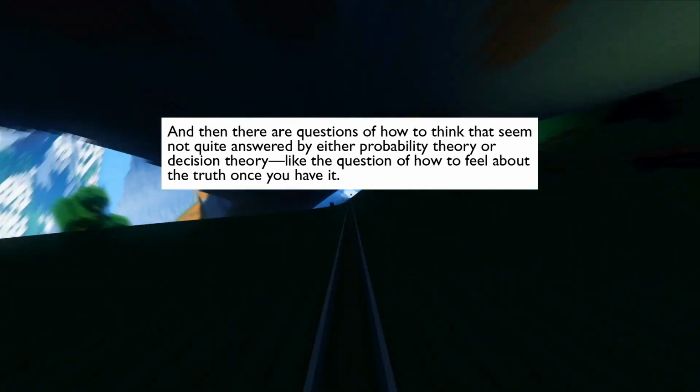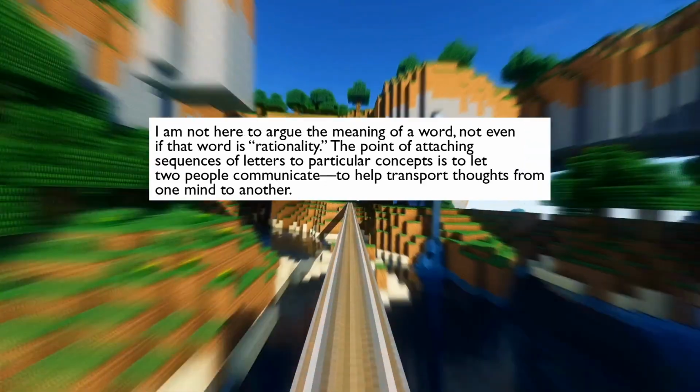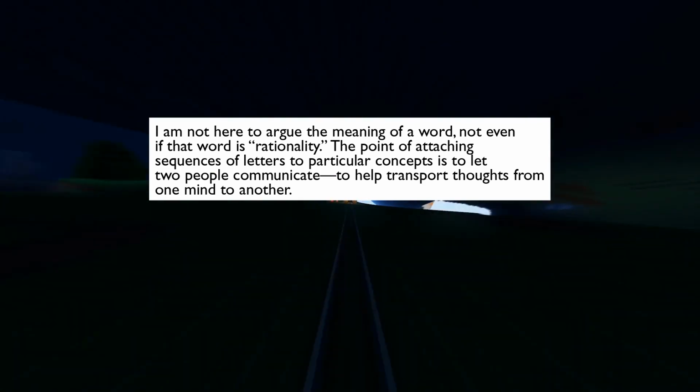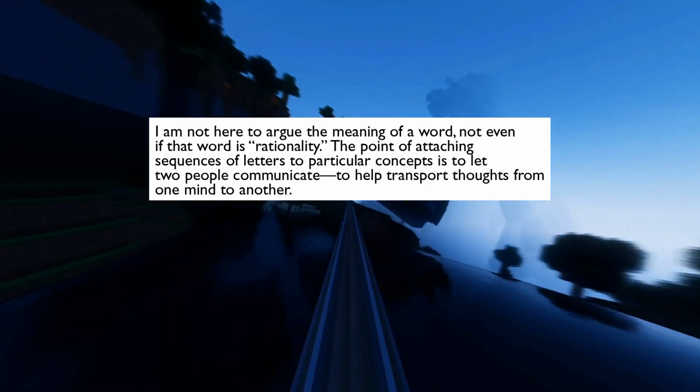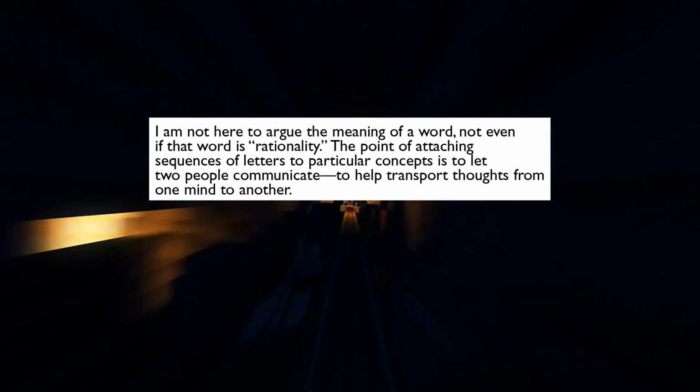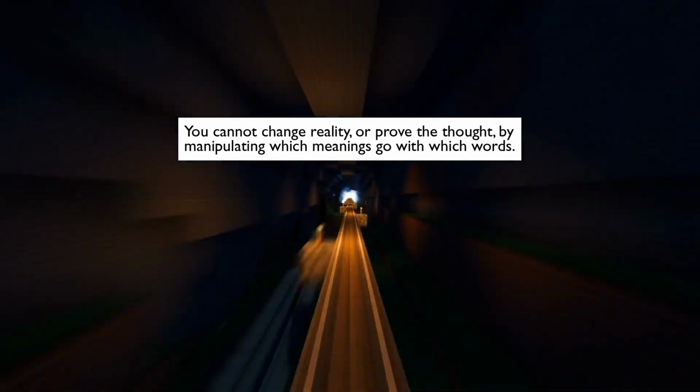And then there are questions of how to think that seem not quite answered by either probability theory or decision theory, like the question of how to feel about the truth once you have it. Here, again, trying to define rationality a particular way doesn't support an answer, but merely presumes one. I am not here to argue the meaning of a word, not even if that word is rationality. The point of attaching sequences of letters to particular concepts is to let two people communicate, to help transport thoughts from one mind to another. You cannot change reality, or prove the thought, by manipulating which meanings go with which words.